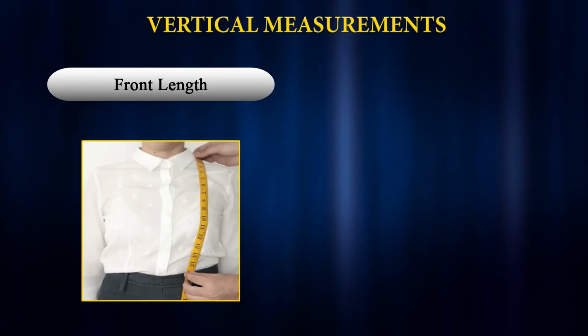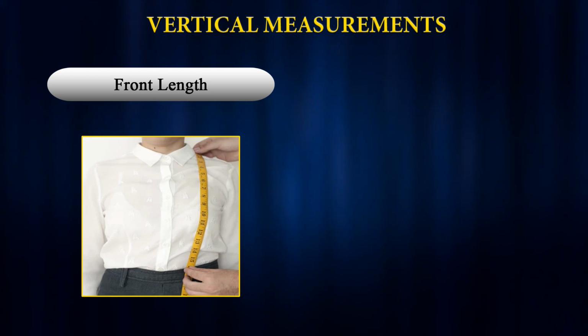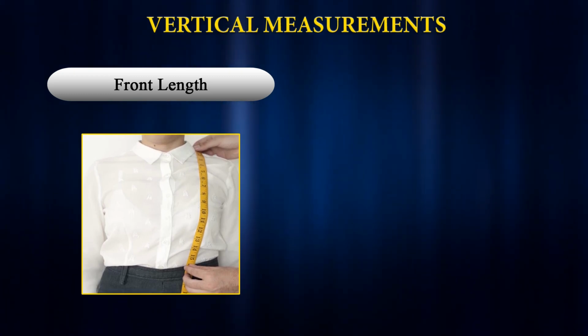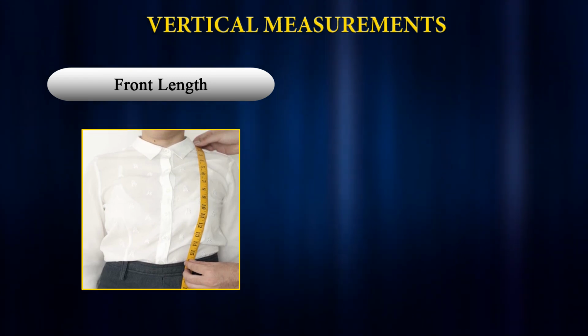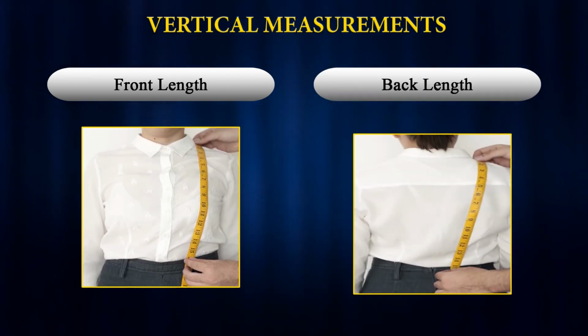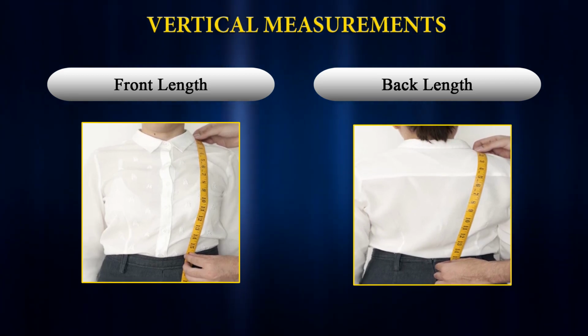Then we have the front line. Front line we take generally for the shirt measurement or the top we are making. We take it from the nape of the neck over the shoulder to the waistline. Then we have the back length. It is also taken from the neck point to the waist length.